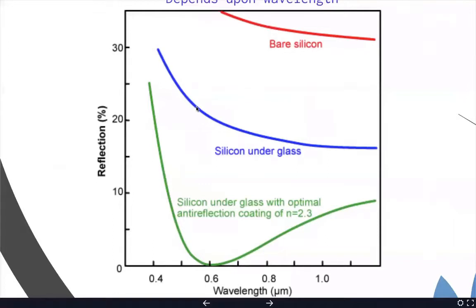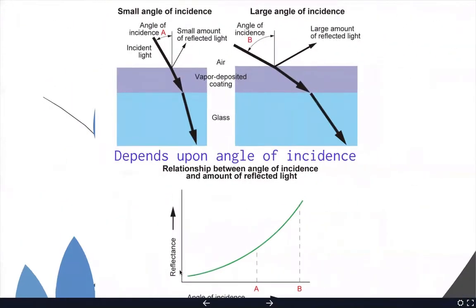This is if you put a glass cover on the silicon. We're talking about silicon because it's a common solar cell material. So if you put glass, there's a little bit of reduction in the reflection, which is good. So you're capturing more of the light, reflecting less. But if you use a proper anti-reflection coating, you can actually get it to be zero, right? Reflection is actually zero, as shown by this green curve, but only at one wavelength, at 0.6 microns in this particular example. At other wavelengths, you'll still get some reflection, but it's pretty low. So this might be good enough for many applications.